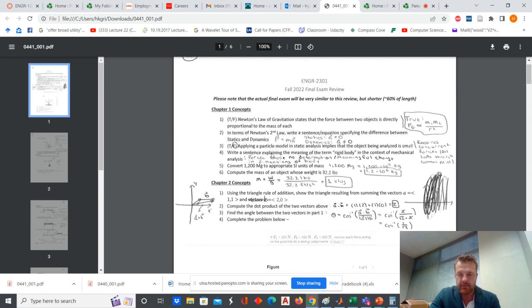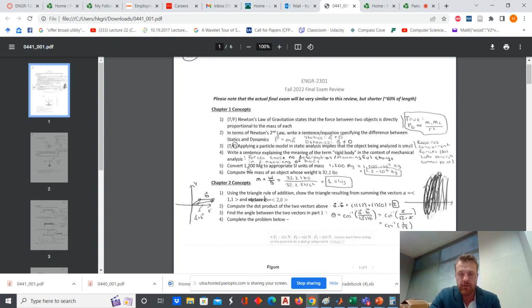Question four, write a sentence explaining the meaning of the term rigid body in the context of mechanical analysis. A body is rigid if, when forces are applied to it, the deformations or the little changes in its shape are negligible from an analysis point of view. So everything is going to deform slightly, but we can ignore the deformations for purposes of analysis.